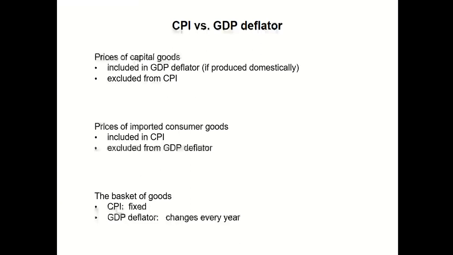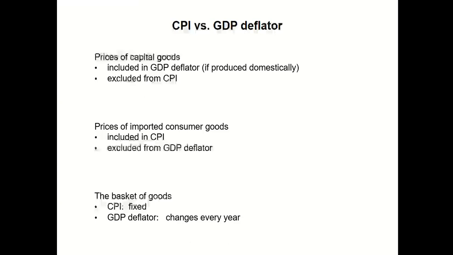Now we are going to discuss the difference between CPI and GDP deflator. Both are used to measure inflation. Prices of capital goods are included in GDP deflator if produced domestically and excluded from CPI. Keep in mind that prices of those capital goods that are produced domestically are included in GDP deflator, but these prices are excluded from CPI.